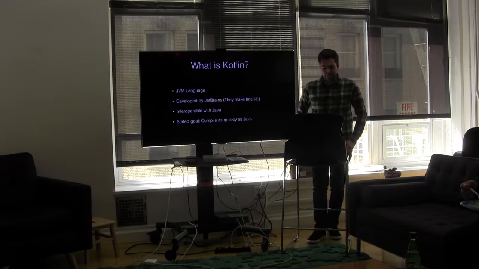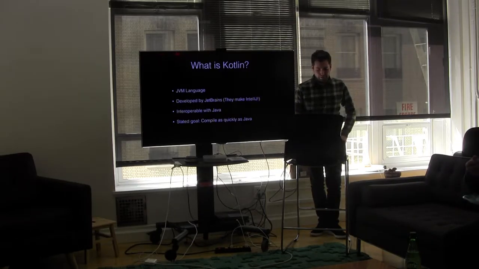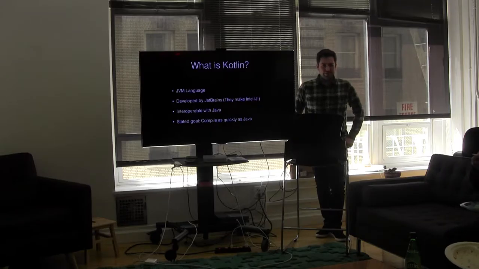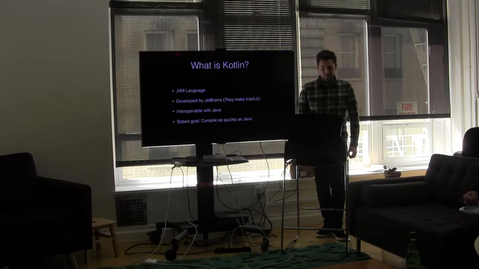It's a JVM language, so it compiles to the JVM and runs anywhere Java runs. It's developed by JetBrains, and they're the people who make IntelliJ, RubyMine, WebStorm, all the IDEs that are awesome. So it's got the corporate support. It's interoperable with Java, so you can use any of your Java libraries, and also in Java you can use Kotlin libraries, and there's no difference or effort needed to move between the two. So your Java code doesn't need to know that you're working with Kotlin, and your Kotlin doesn't need to know that you're working with Java.